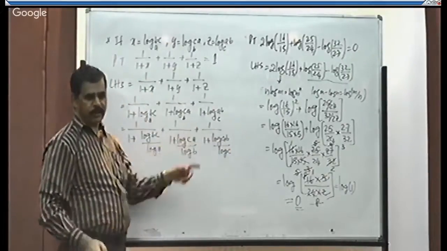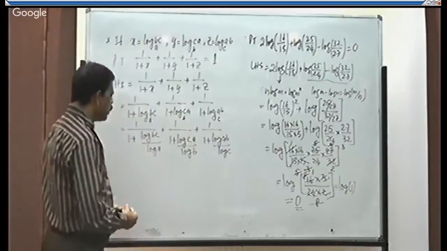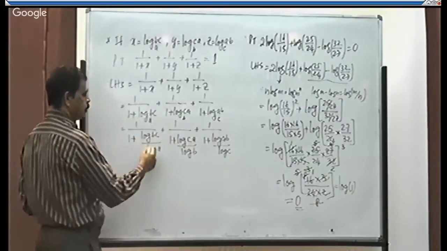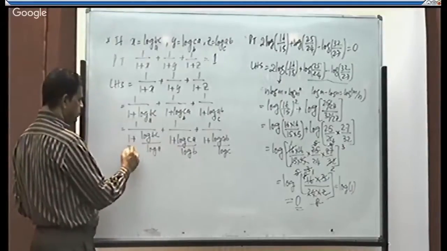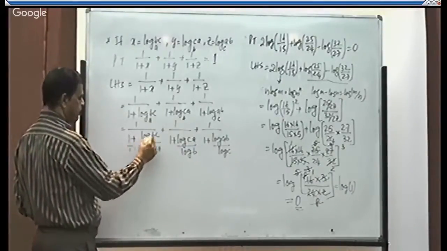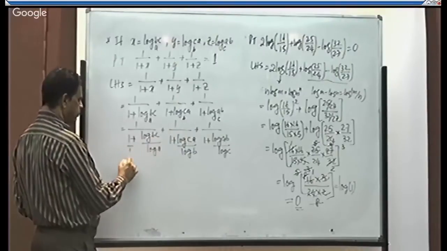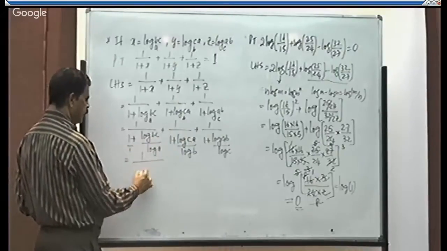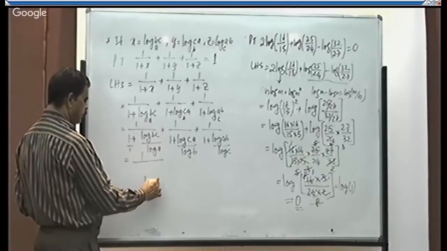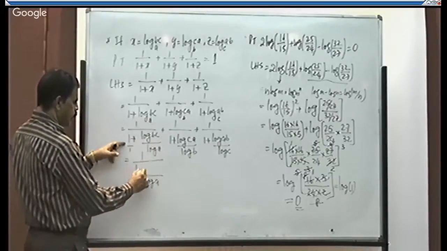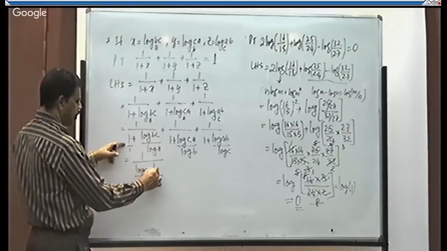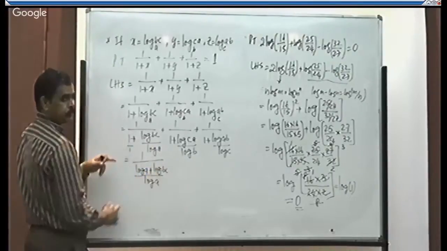Change of base law. Next, in each term of the denominators, take the LCM. So here what is LCM? 1 plus log BC by log A. Therefore LCM becomes what? 1 divided by log A is LCM. Divided by what? When log A is LCM, this becomes what? Log A plus log BC.